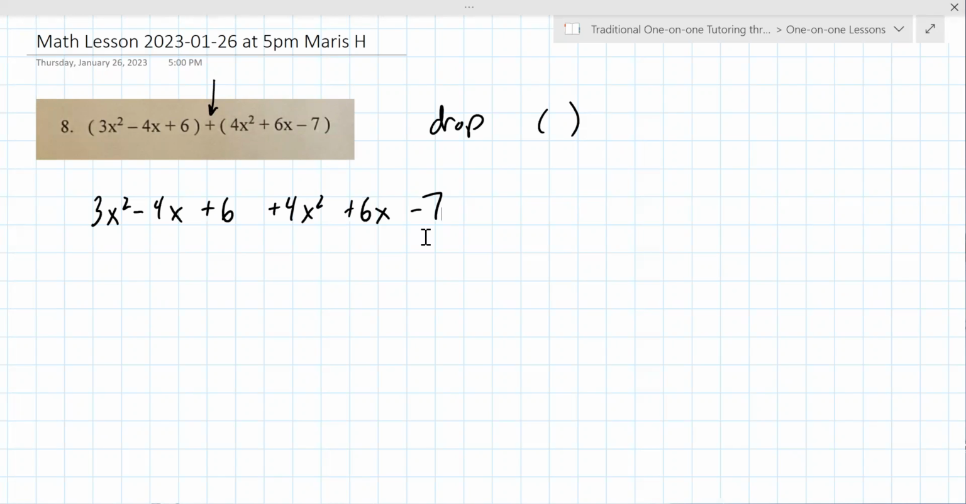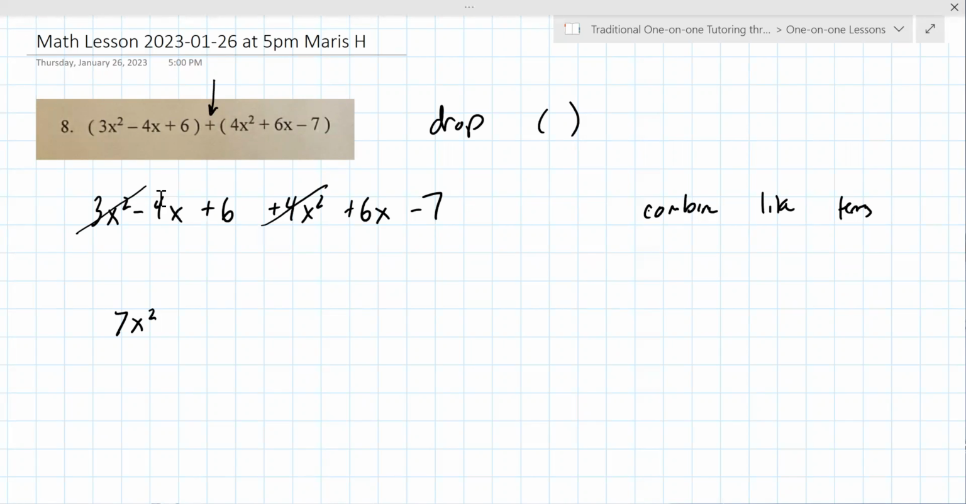So now you just combine like terms. What do you see as being like terms in this problem? 3x squared and 4x squared. Yes, and those make 7x squared. So what some students do is they cross them out as they use them. And I like that. Just be careful not to cross out the minus that goes with the next term.